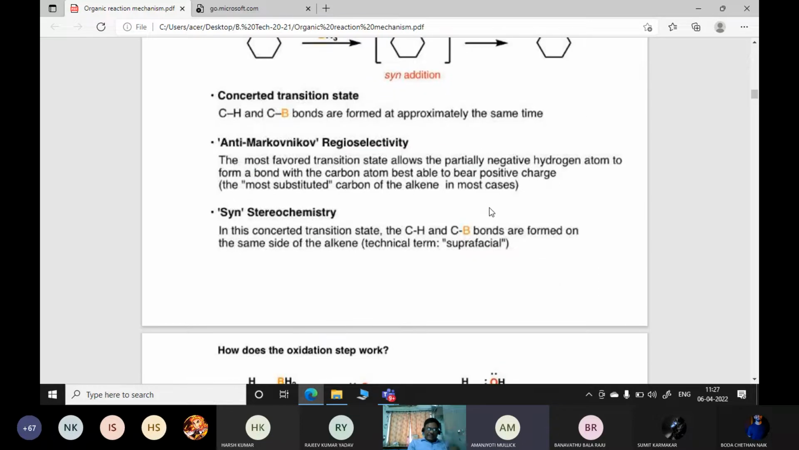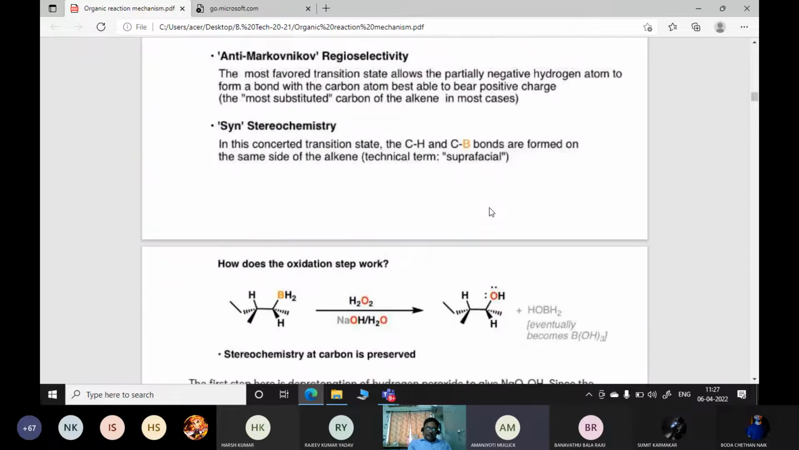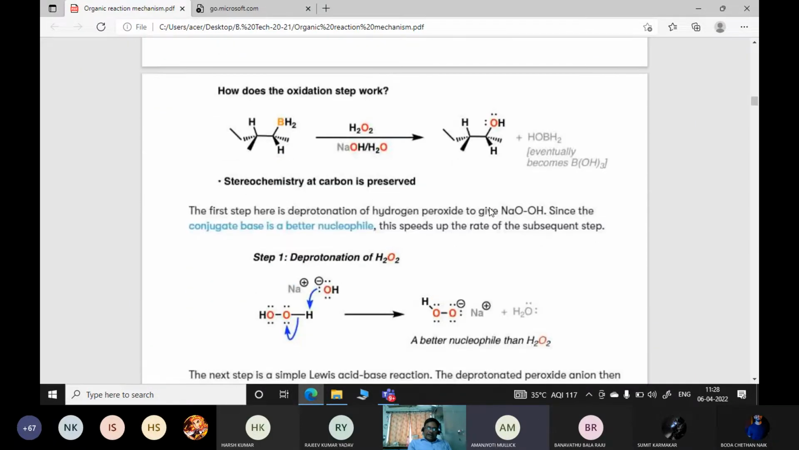And it follows the syn anti-Markovnikov addition and regioselectivity. It follows the regioselectivity as an anti-Markovnikov rule, and what I told you is again shown here. Actually, how is it hydrolyzed in the presence of peroxide? Hydrogen peroxide in the presence of base forms the peroxide anion, and the peroxide anion attaches to the boron.